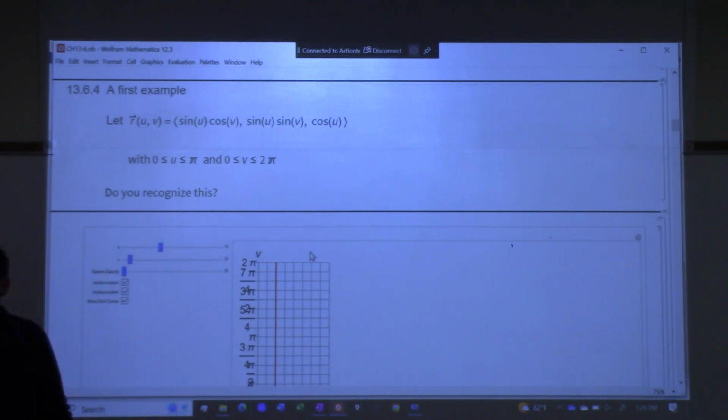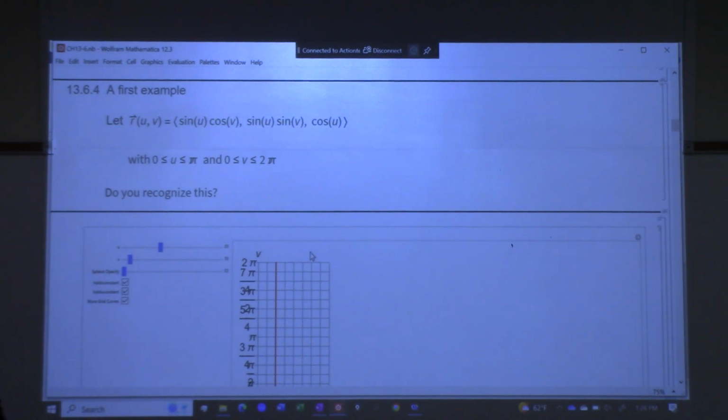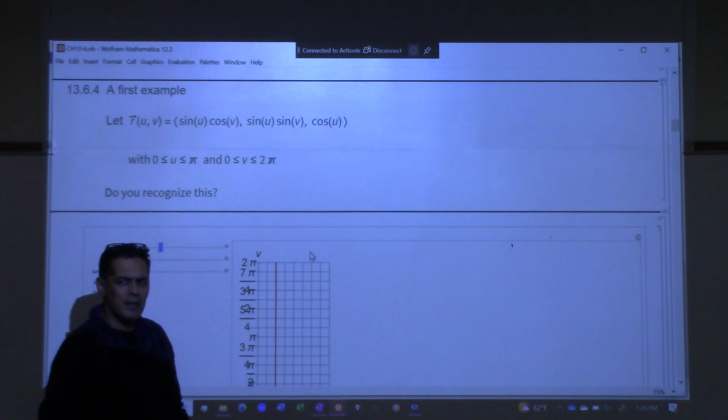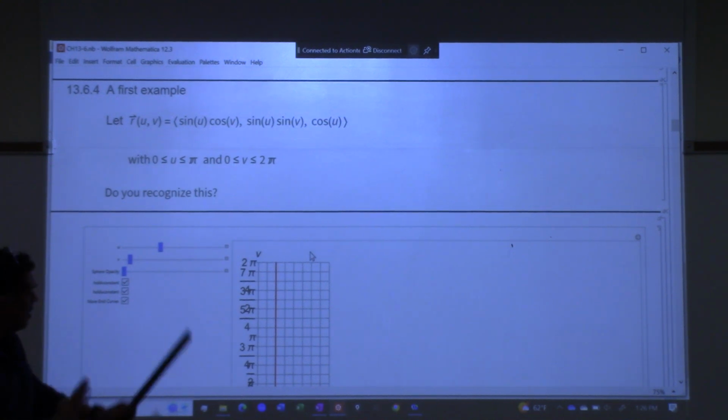It looks like spherical. Doesn't that look kind of like spherical? Yeah. Spherical was like rho cosine theta sine phi, sine theta sine phi, cosine phi, something like that. This should kind of make you say, hey, that might be spherical. So what I'm going to do is this.